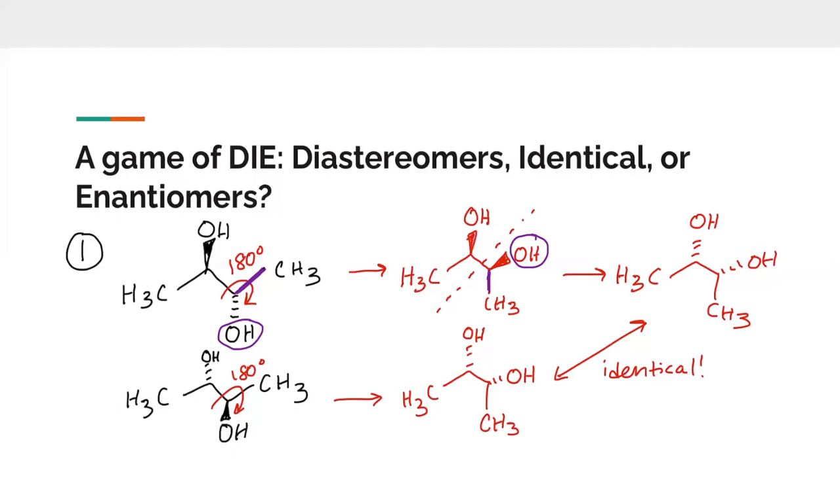Because if you didn't do that, and you assigned configurations, you would end up with some configuration, but essentially the point is if you did configurations, you might have accidentally thought that these two were enantiomers, whereas in reality, they are actually identical.